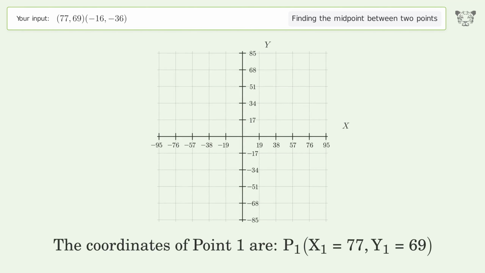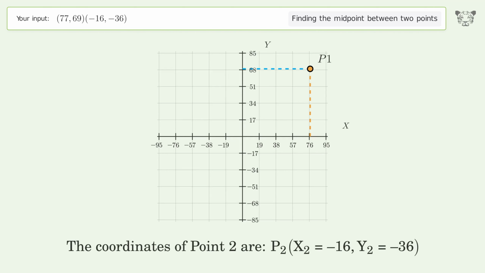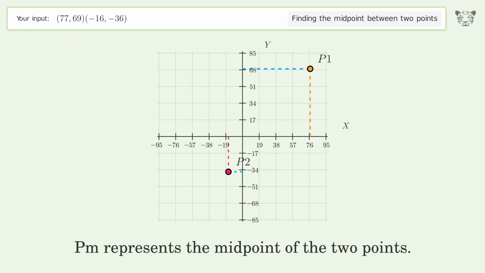The coordinates of point 1 are x1 equals 77, y1 equals 69. The coordinates of point 2 are x2 equals negative 16, y2 equals negative 36. PM represents the midpoint of the 2 points.